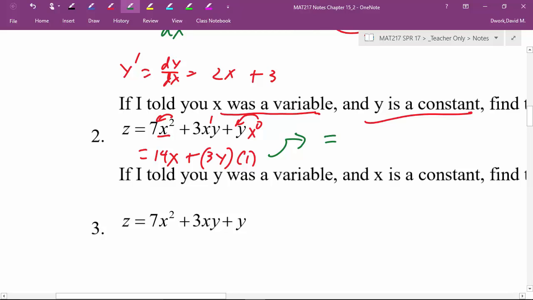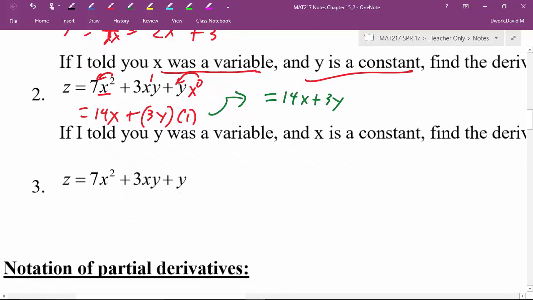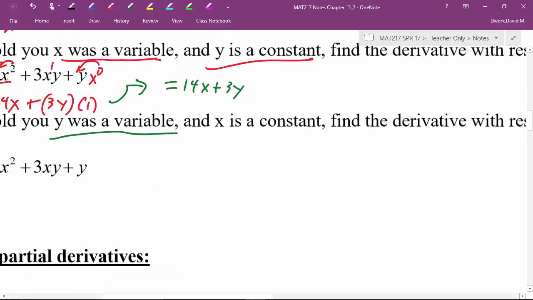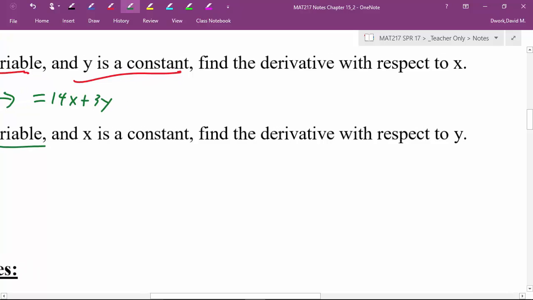We're going to come back and do that in a second. So it's just 14x plus 3y. Okay? Similarly, what if I told you y was the variable and x is the constant? Well, then we're going to do the derivative with, the verbiage is called with respect to y.